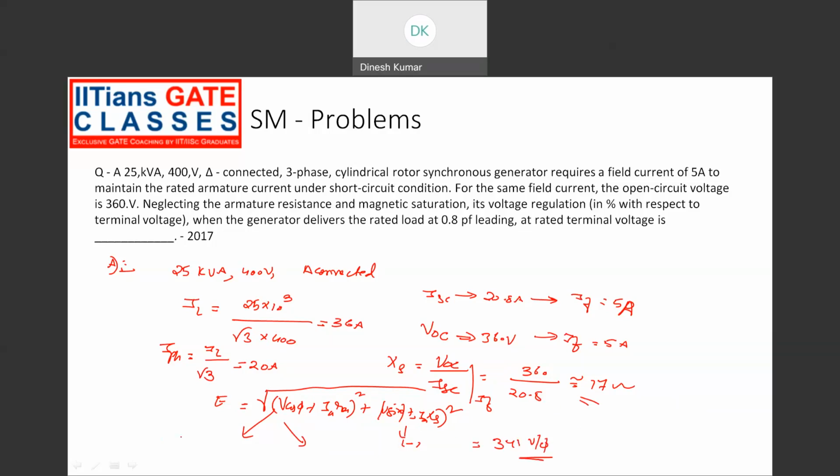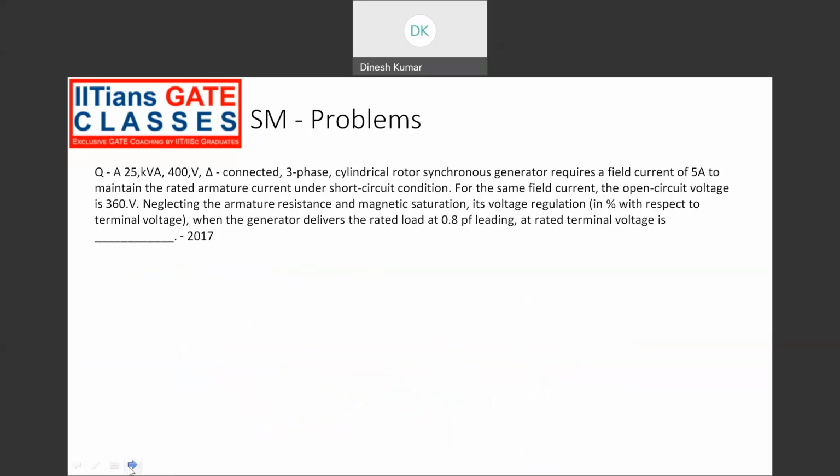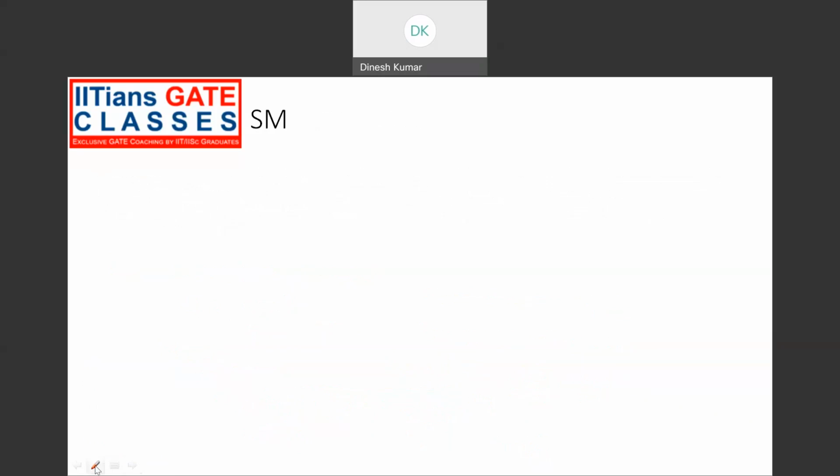Let's go to the next topic, that is two reaction theory. What is the two reaction theory? See, two reaction theory is applicable only for salient pole synchronous machines.